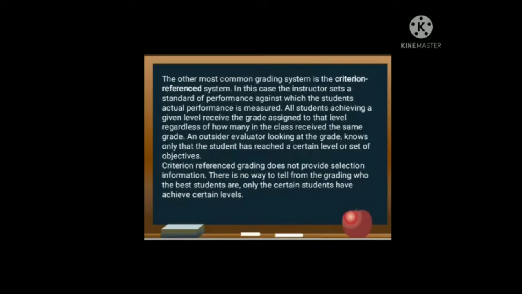The other most common grading system is the criterion reference system. In this case, the instructor sets a standard of performance against which the student's actual performance is measured. All students achieving a given level receive the grade assigned to that level regardless of how many in the class receive the same grade. An outside evaluator looking at the grade knows only that a student has reached a certain level or set of objectives.